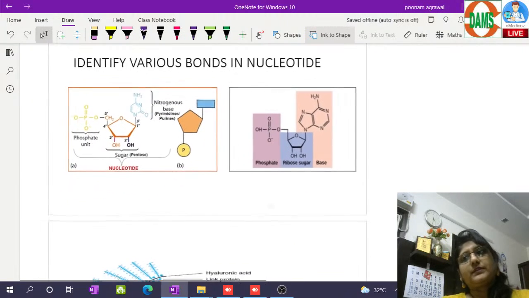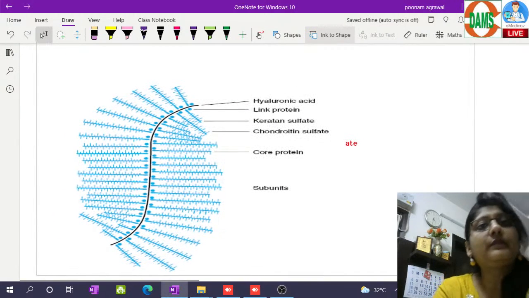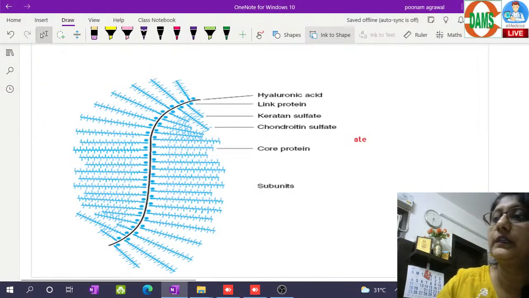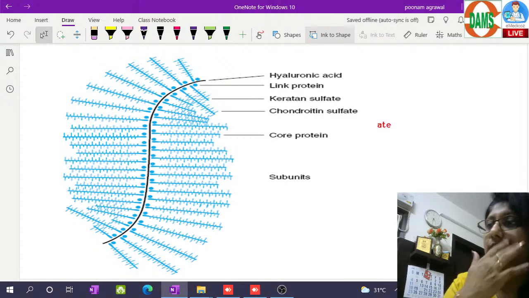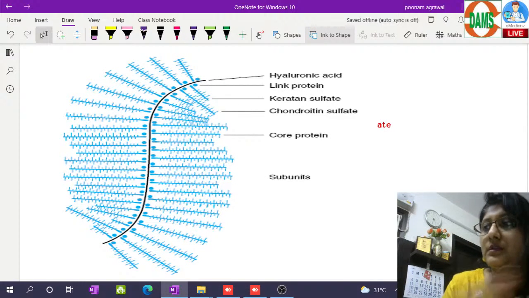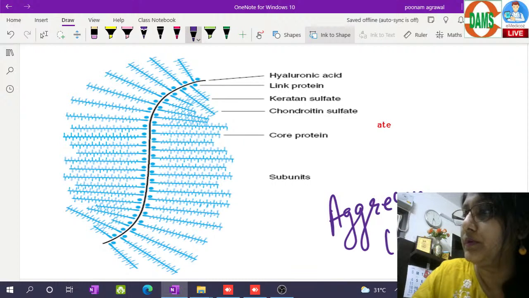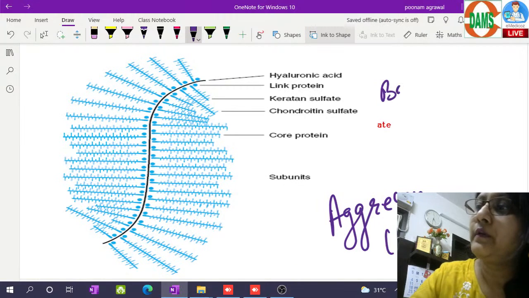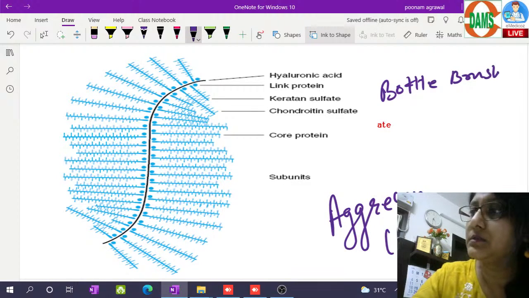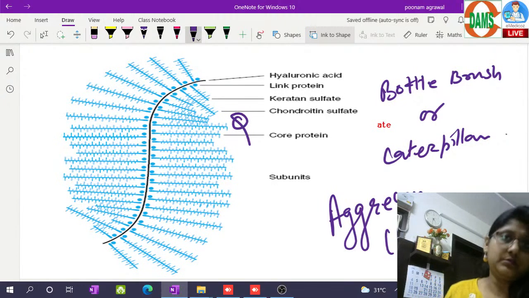This was another question where I asked about the bonds, but the first question which I discussed was, second question I guess, the same thing. And this is a structure of, anybody? Can you see what is written here? Hyaluronic acid, as a black line in the center. It's a bottle brush appearance. Can you guess what this structure is? This is the aggrecan structure, which is a proteoglycan. It's a very typical structure called bottle brush appearance, or otherwise caterpillar appearance, and this may be asked to you. It looks so beautiful.